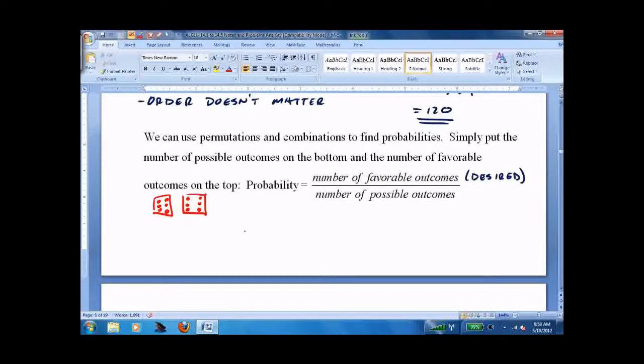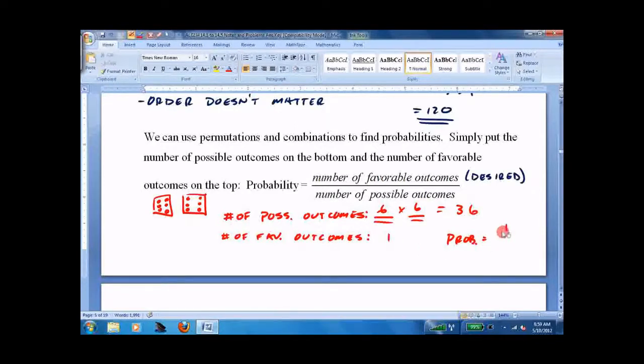First things first, total number of outcomes. Well, this is just the fundamental counting principle. There's 6 choices, 6 choices. Each die acts independently. There's 36 total. How many different ways can I get 12? Just the one. So, number of favorable, the outcome I care about, the one I desire, the one I'm looking at, it's just 1. So your probability, 1 out of 36.